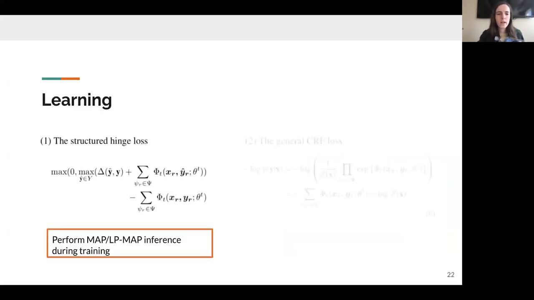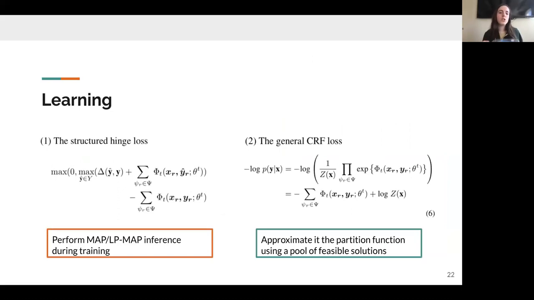And then learning, we do it with these two types of losses: structured hinge loss and general CRF loss. These are very common in structured prediction, which is this idea of predicting structures instead of particular outputs. And in the case of the hinge loss, you need to solve the inference procedure that we just discussed. So this is where approximation methods come into place if you want to do it faster. And same for the CRF loss.